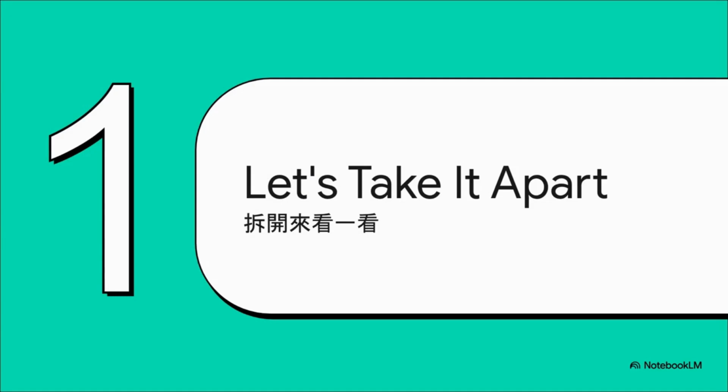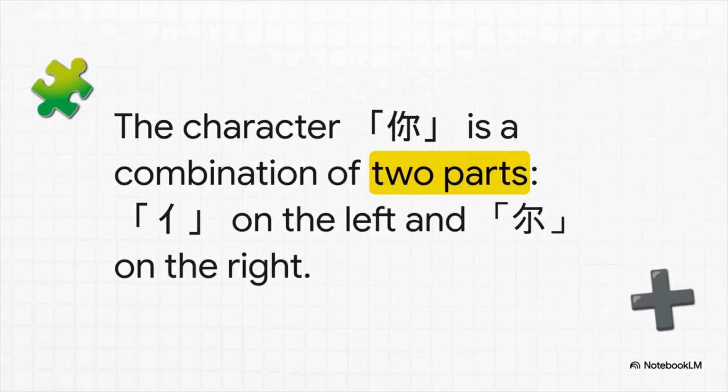Okay, so here's the secret to learning these things. You don't just stare at them until your eyes cross. No, the trick is to take them apart. So let's pop the hood on this character and see what makes it tick. And look at that. Once you break it down, ni is just two smaller pieces. You've got this part on the left, ren, and this part on the right, er. See? All of a sudden, it's not so scary anymore, is it? It's just two simple shapes put together.